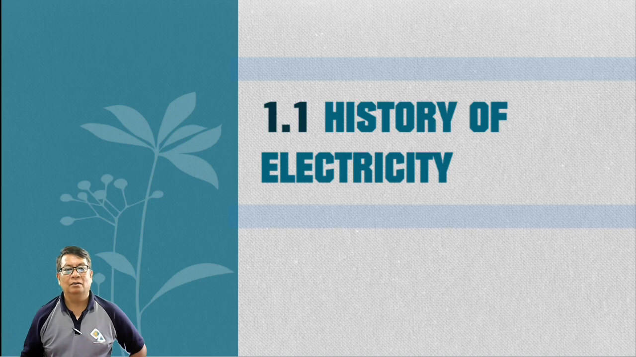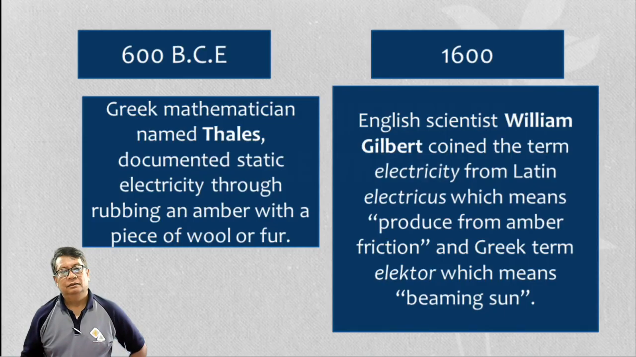Let us start with 600 BC, 600 before Christ. It was said that there was a Greek mathematician named Thales, who made a documentation on static electricity through rubbing an amber with a piece of wool or fur.